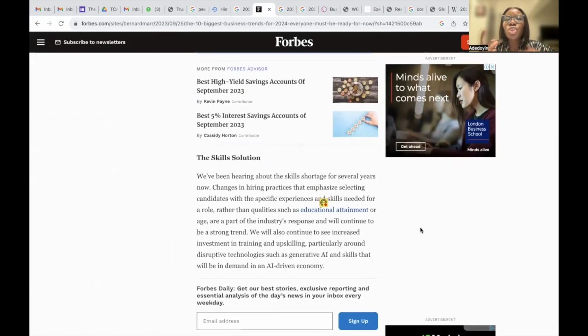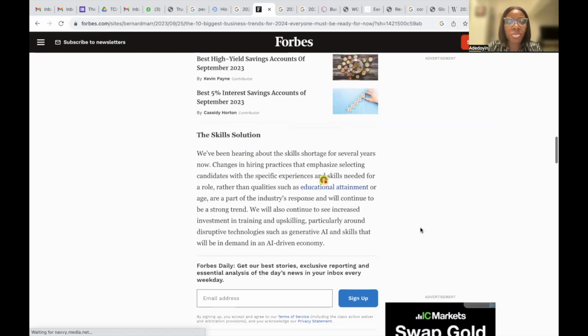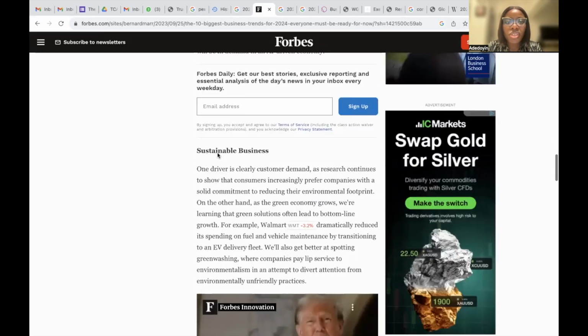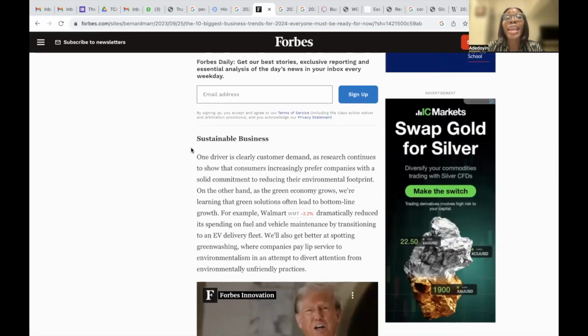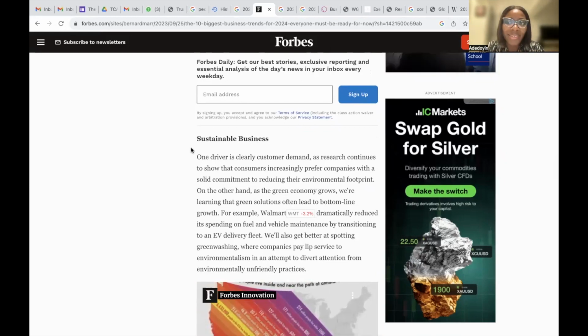So again, I'm just showing you how you're reading these things and you're already thinking, how does this apply? What does this imply? What does this mean for me? Is this applicable in the context of Africa, in the context of Ghana, in the context of wherever it is that you may be based? There's the skills solution, there's sustainable business. This is a big one, like the conversations of sustainability, ESG, climate change is not going to die anytime soon. So you really, really need to think about it.